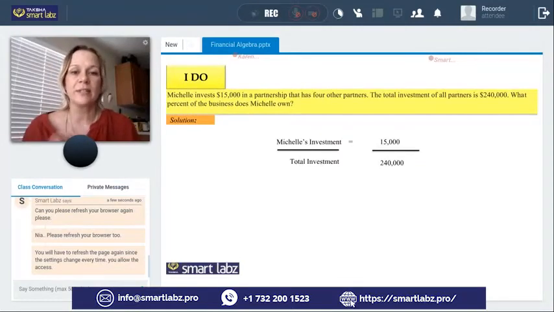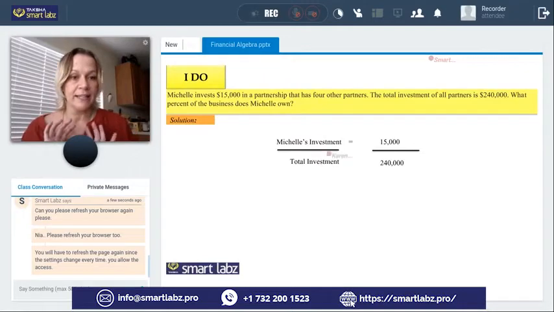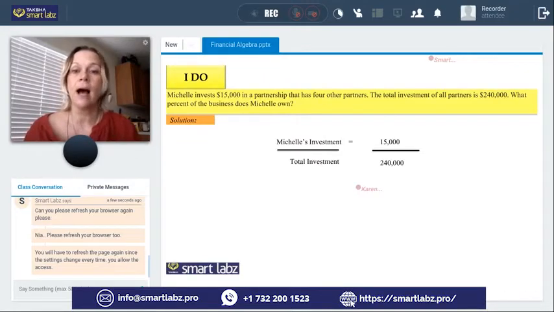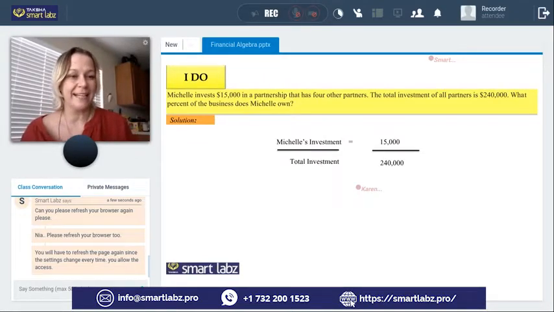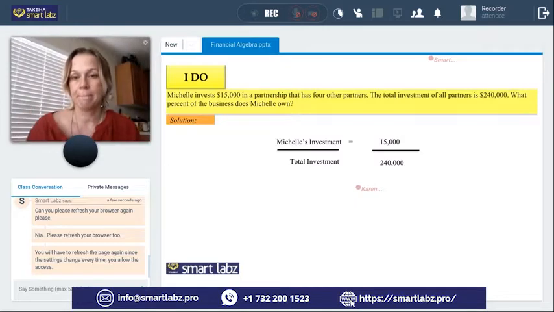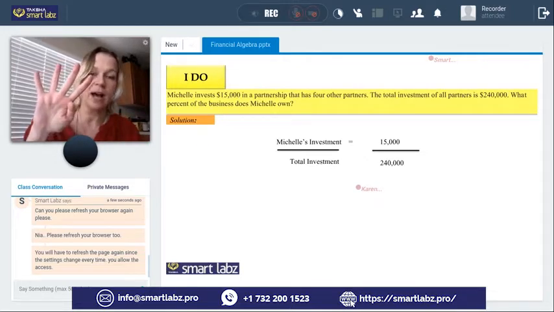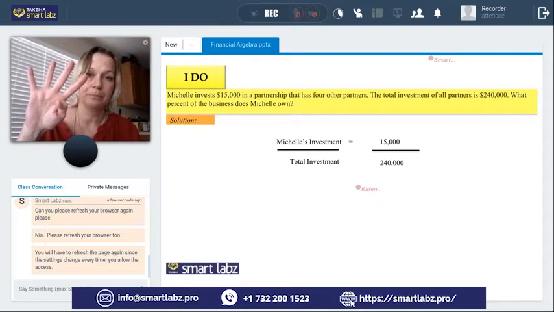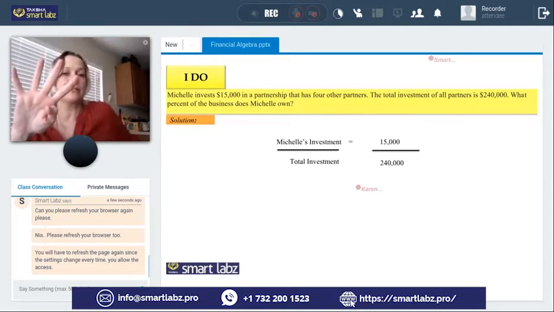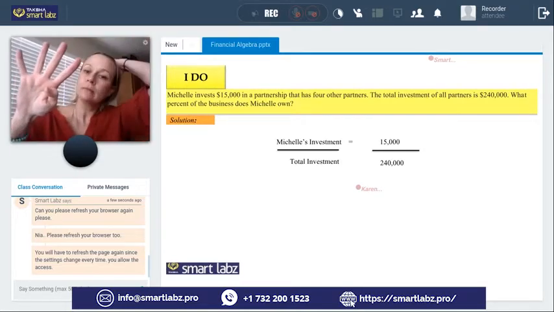$240,000. What percent of the business does Michelle own? So when you first look at this and how it's set up, what does it automatically make you think in your head? Like division? There we go. Perfect. Because we know that there's 4 other partners. So how many partners is there altogether? There's 4 other partners and Michelle. How many partners altogether? 5.